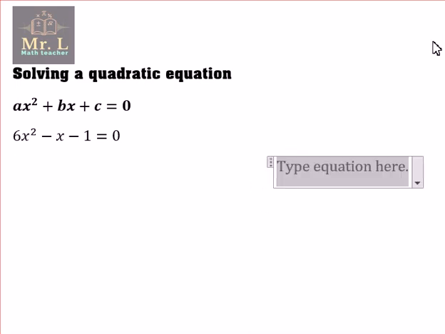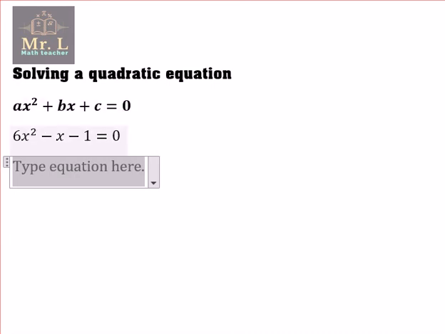If you compare this equation with the standard form of a quadratic equation, it's clear that a is equal to 6, b is equal to -1, and c is equal to -1, where a is the coefficient of x squared, b is the coefficient of x, and c is the constant part.